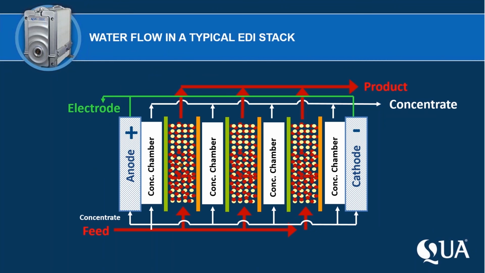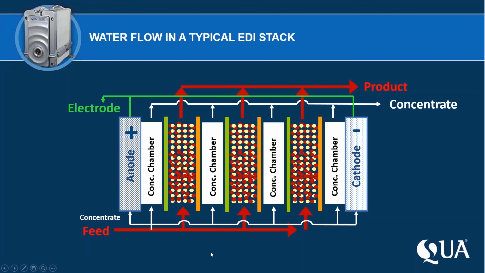So this is a typical EDI stack. Most EDI suppliers out there today will run EDI stacks with an upflow parallel configuration, where you're running from the bottom upwards. One reason you do that is to remove any gases formed and to remove any bubbles or air in the system. We've referred to the concentrate chambers. Typically, it'd be a one pass or one flush through. Same thing for the dilute.